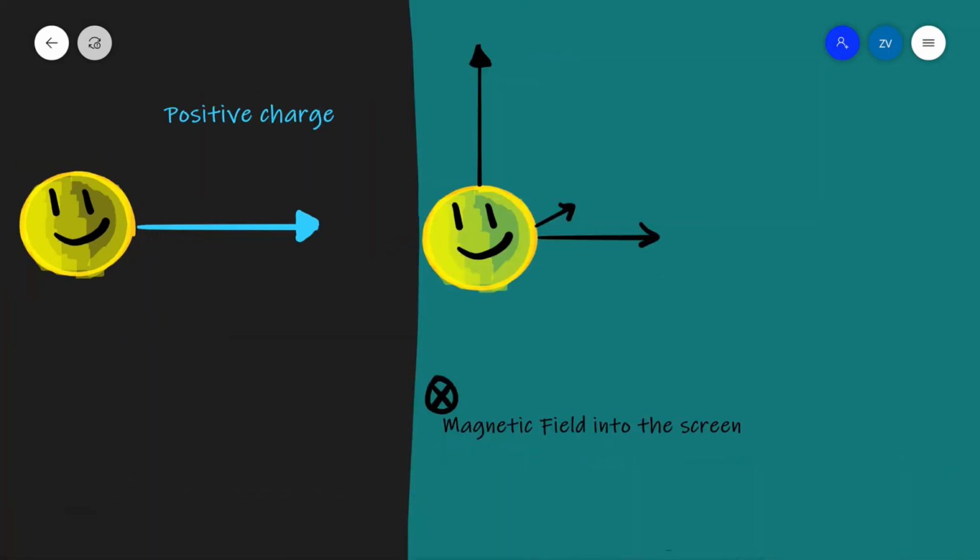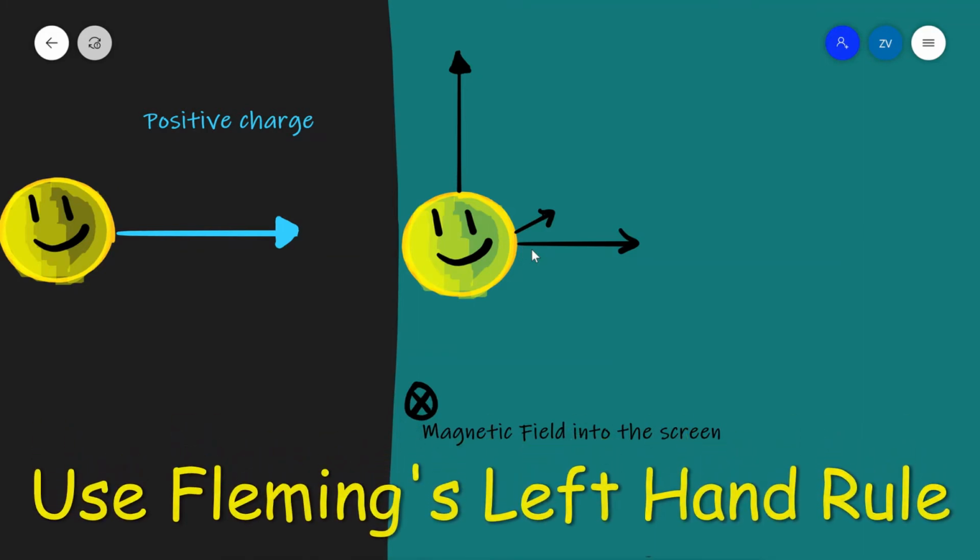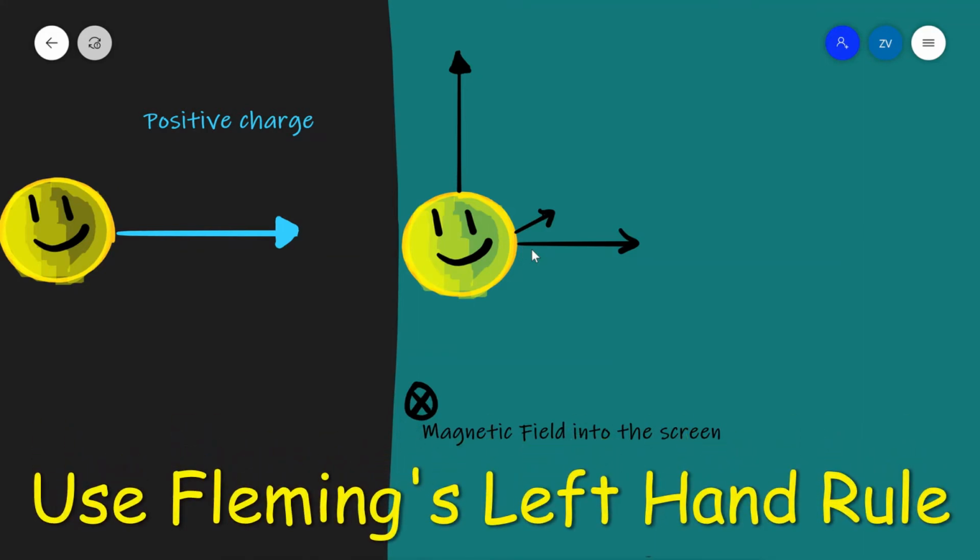So, as soon as this positive charge enters the magnetic field, we can use Fleming's left-hand rule to determine the direction of the force on the charge. If the field is into the board, and if our current is going to the right, this means that our force will be pointing upwards. So our force will be pointing upwards.